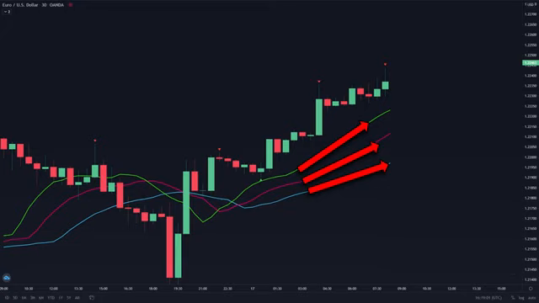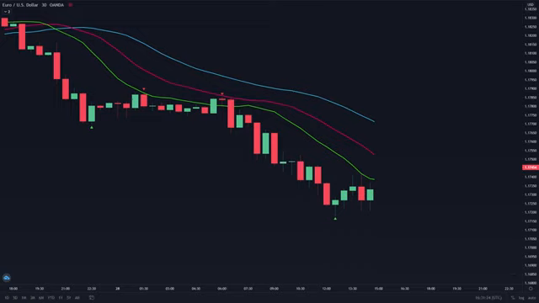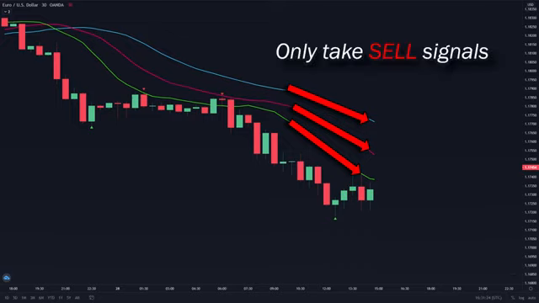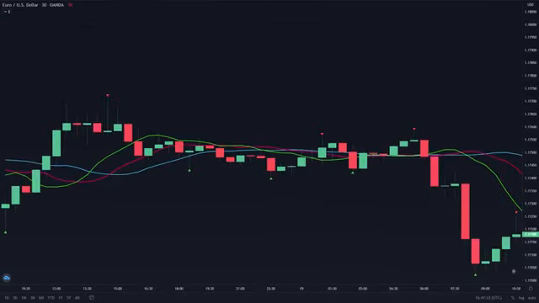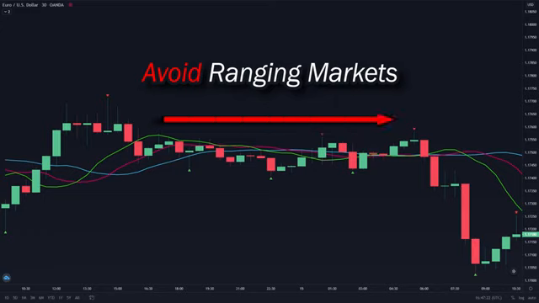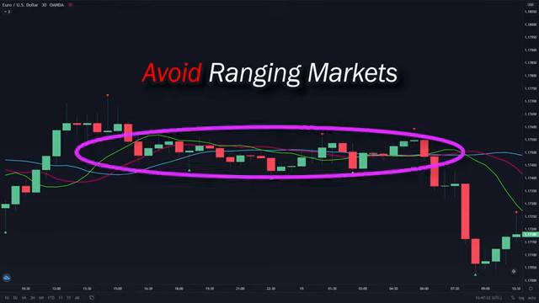If all the lines are heading upwards, it indicates that the market is on an uptrend, meaning we only take buy signals. And if all the lines are heading downwards, it indicates that the market is on a downtrend, meaning we only take sell signals. Remember, we want to avoid ranging markets that have no clear direction, which can be identified by the lines crossing multiple times in the middle like this.